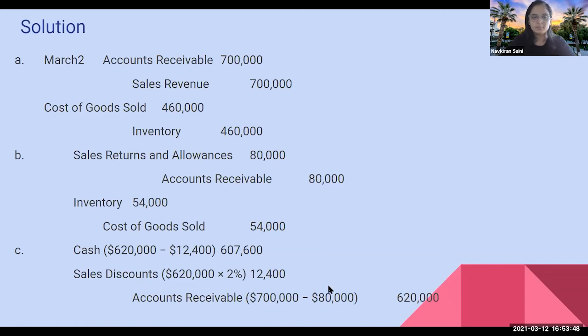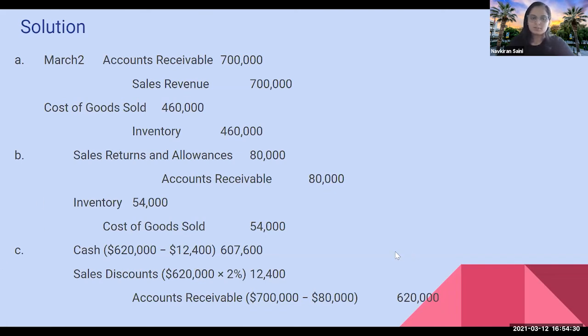So 700,000 minus 80,000 gives our accounts receivable of 620,000. And they also qualify for a 2% discount. So 2% of 620,000 is the debit to sales discounts, with the amount of 12,400. And the net cash that our company is going to receive from that customer is 620,000 minus the discount, so 607,600.